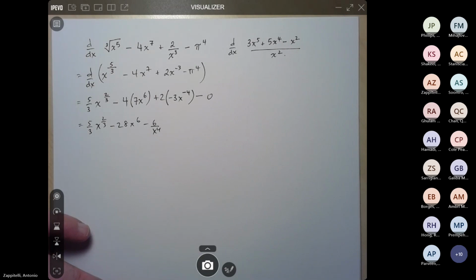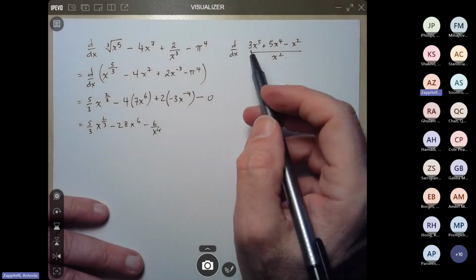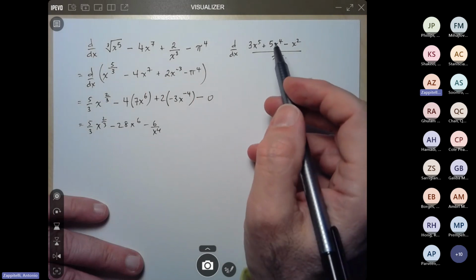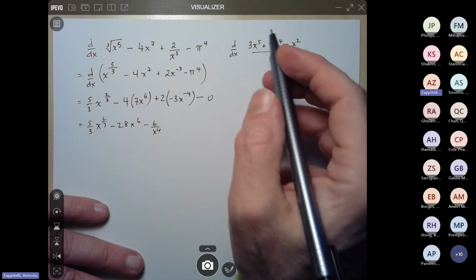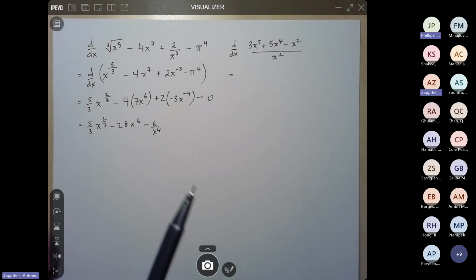All right. Now here, you might have said, hey, Tony, wait a minute. I thought you said we still don't have a quotient rule, because I can't just take the derivative of the numerator and the derivative of the denominator. But how could you have solved this problem still using the tools that you had? What would have been the first step here?